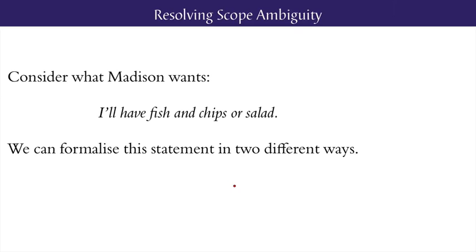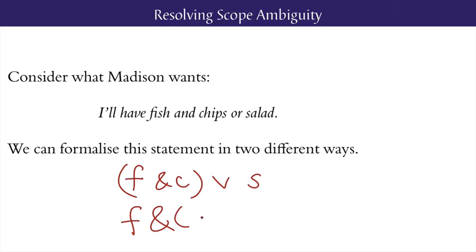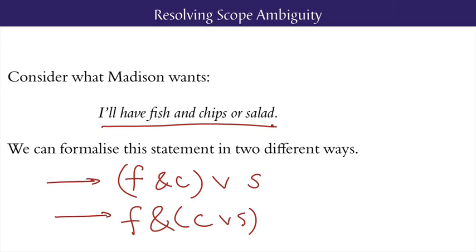Well, consider what it is that Madison wants when she says, I'll have fish and chips or salad. We can make very explicit the kind of ambiguity by translating this, formalizing it in the two different ways. We could consider what it is that Madison wants by saying it's fish and chips, or it's salad, or we could say it's fish and it's chips or salad. There's no ambiguity in the formal language. These are two very different formulas, whereas this is one sentence of English.